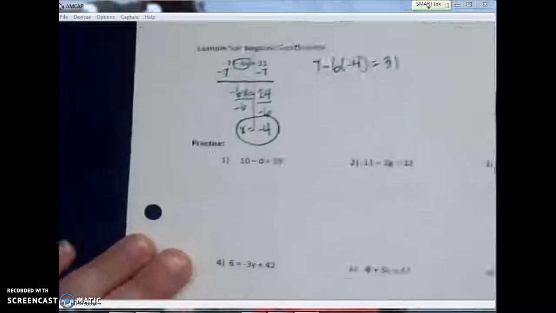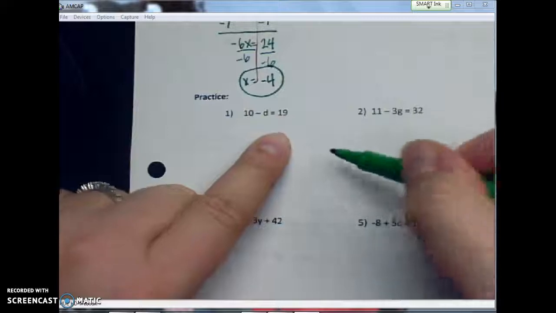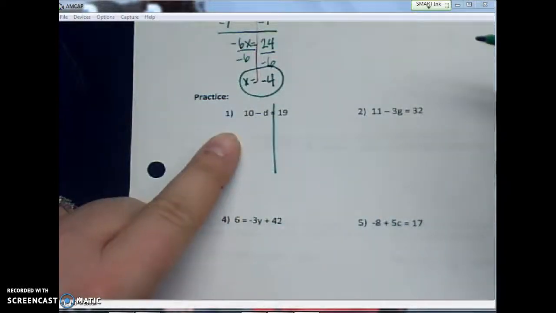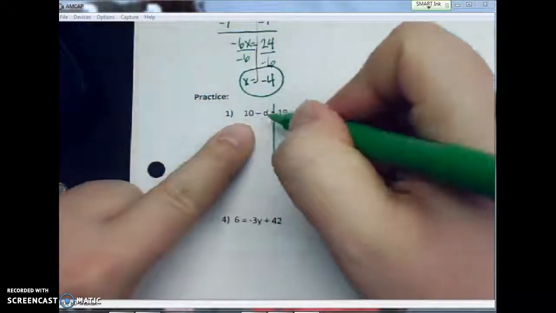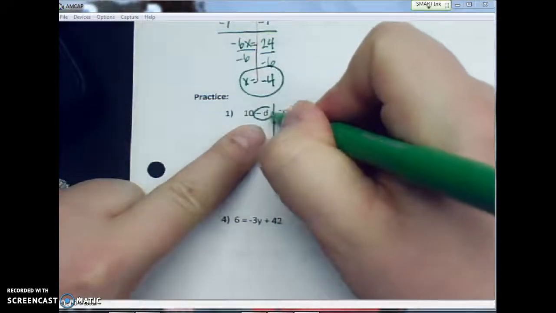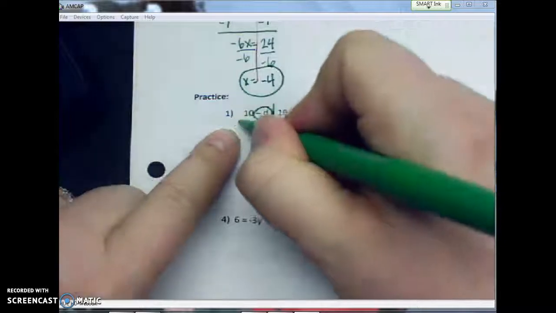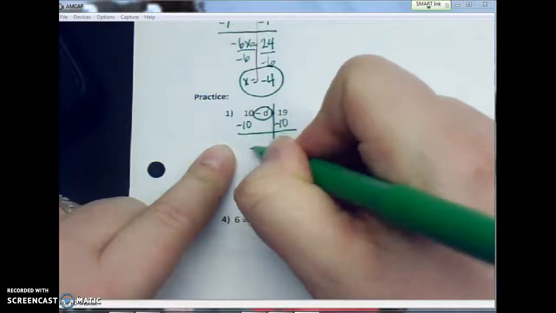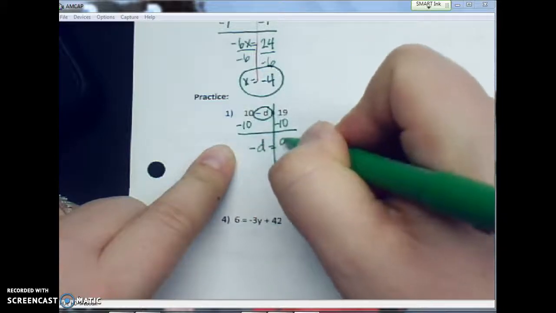So let's look down here at the practice. 10 minus d equals 19. Draw my line down the equal sign. And I'm going to first take a look at, this is a negative d. So I have a positive 10. So I subtract 10 here. So I have negative d equals 9.